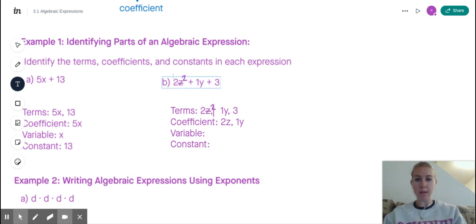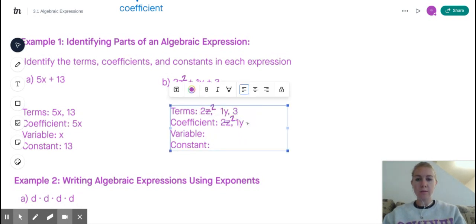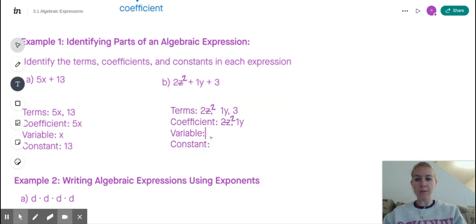Just want to copy the squared. My little line for my z, just so we know that it's a z, not a 2. Okay, our variables, we have two variables in this one. We have z squared, so we keep the little squared with the variable when we type it out, when we write it down.